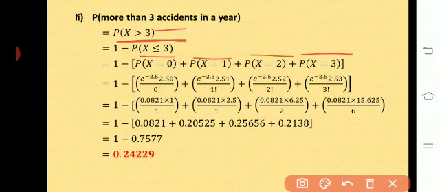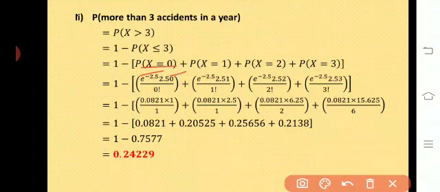Now we have to put these x values in the PMF. That is 1 minus [probability of x equal to 0, that is e raised to minus 2.5, 2.5 raised to 0 divided by 0 factorial, plus e raised to minus 2.5, 2.5 raised to 1 divided by 1 factorial. Next, e raised to minus 2.5 into 2.5 raised to 2 divided by 2 factorial, plus e raised to minus 2.5 into 2.5 raised to 3 divided by 3 factorial].